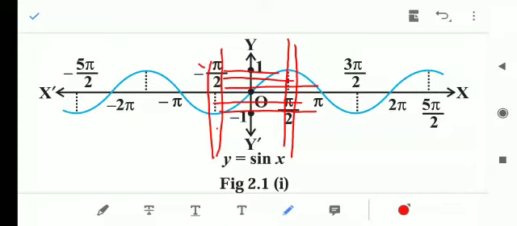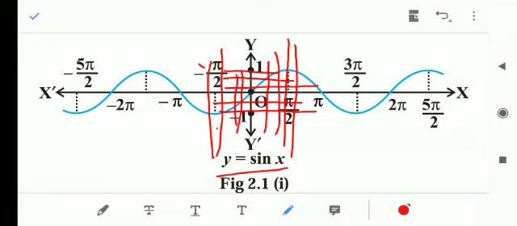If the domain is restricted from minus pi by 2 to plus pi by 2 in y equal to sin x, then it is a 1-1 function, because any line drawn parallel to the x-axis intersects the function at one point. As well, on drawing a line parallel to the y-axis, it intersects only at one point on the curve, therefore it is a function. So this function is 1-1 only when the domain is restricted from R to minus pi by 2 to plus pi by 2.